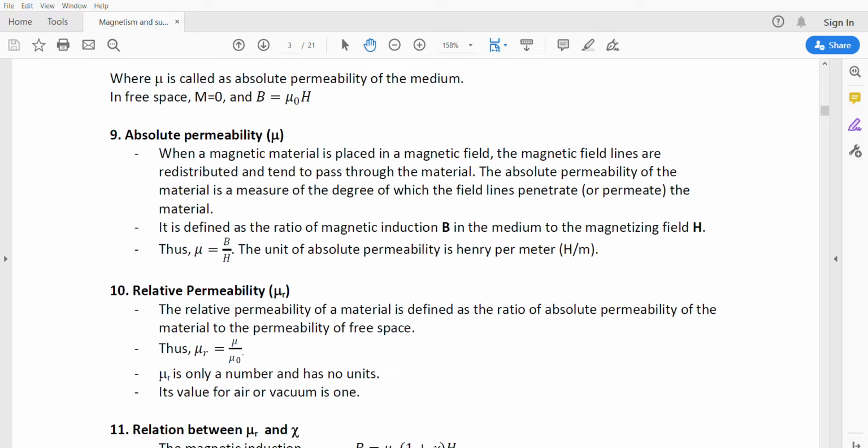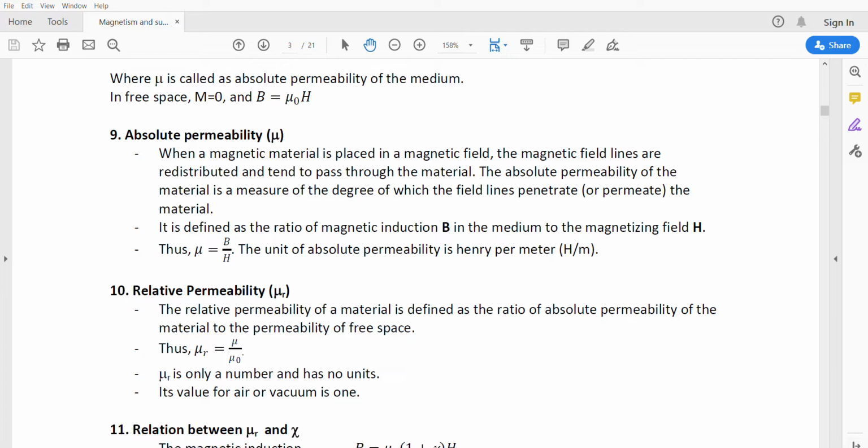If you substitute M equal to 0 for the case of free space, then we modify the above equation as B is equal to mu naught into H. This relation is also important. Now, the relation between B, H and M.